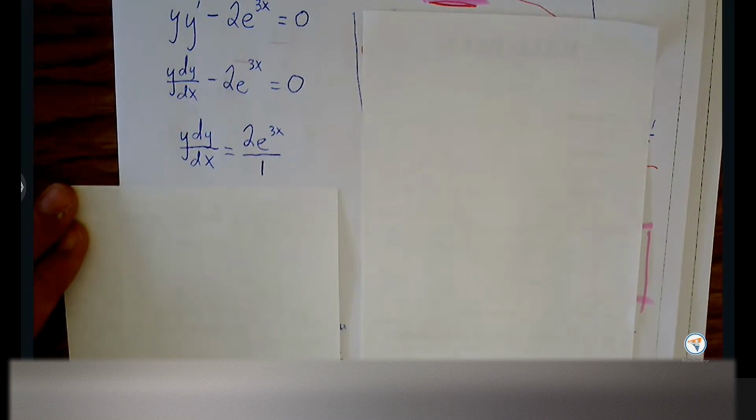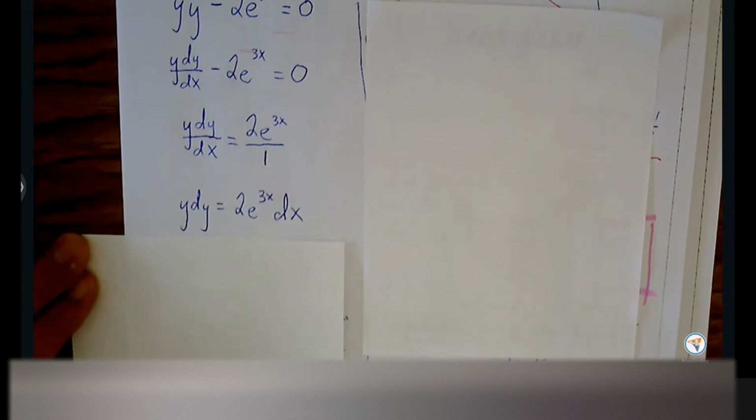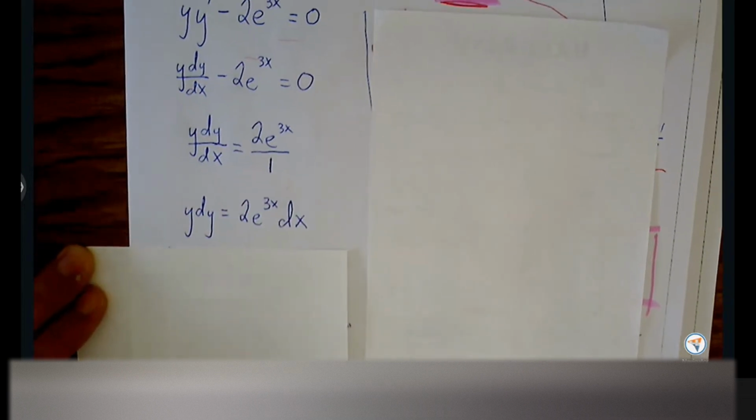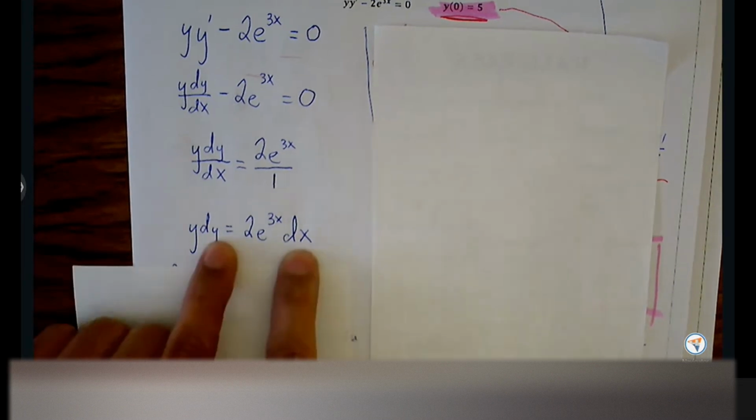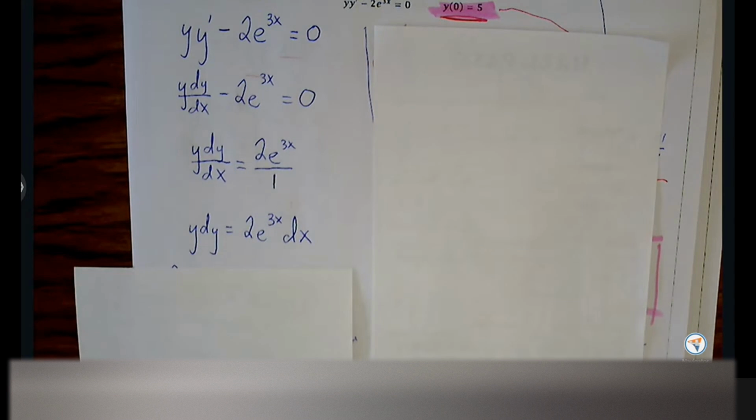I want the dy on the left, the dx on the right. So initially it's just going to be y dy equals 2e to the 3x dx. Okay, our dy dx are in the right slots. Take a step back. Do we have anything else that needs to move?